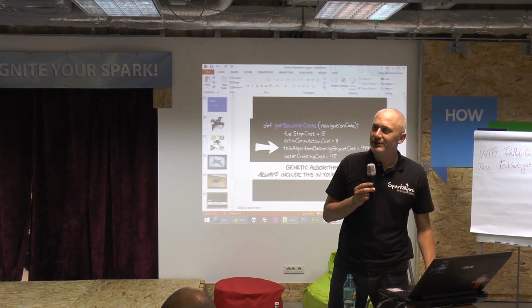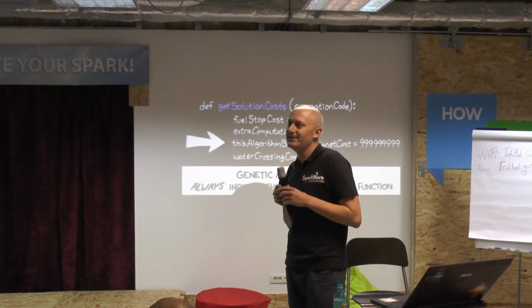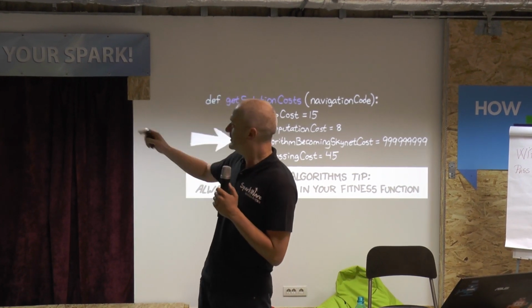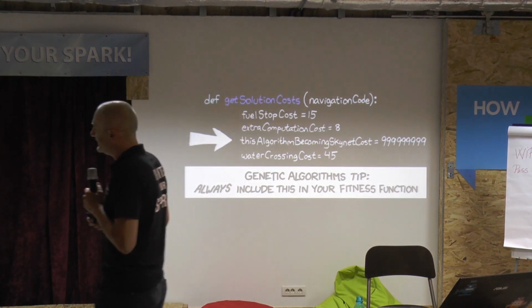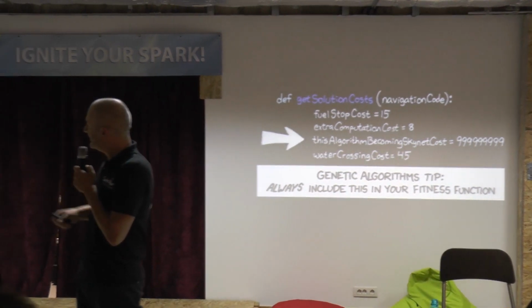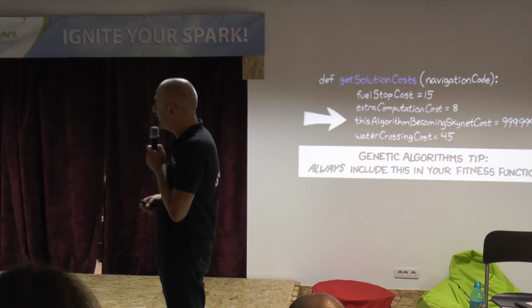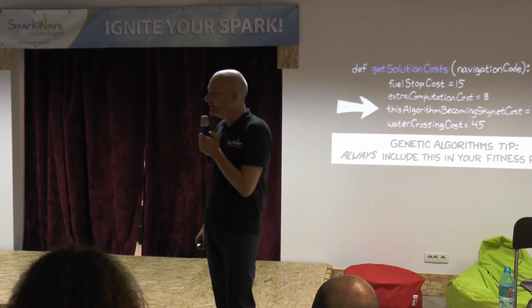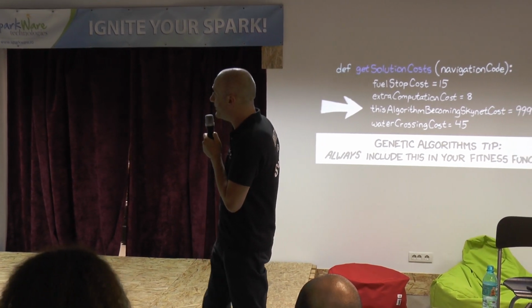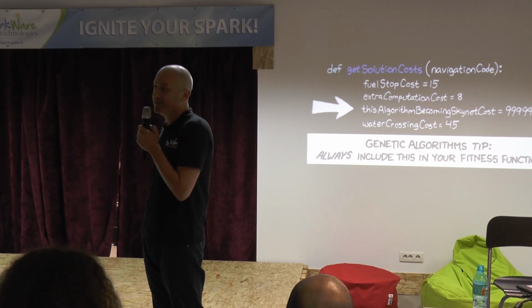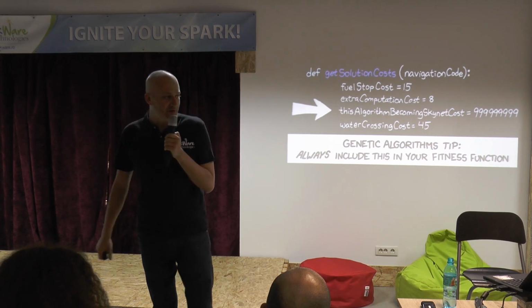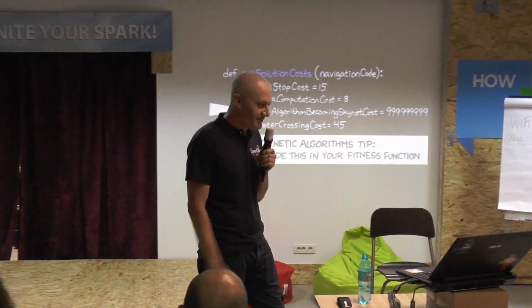How many of you know XKCD, the comics? Yeah, so, define get solution cost. This is the genetic algorithm tip. Always include this in your fitness function. Look at the center line. This algorithm becoming Skynet costs 9 billion. It's very, very important to put that in. Otherwise, computers are going to rule the world. So please remember that.